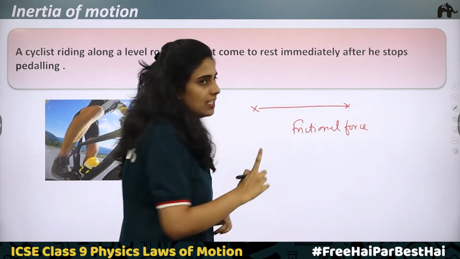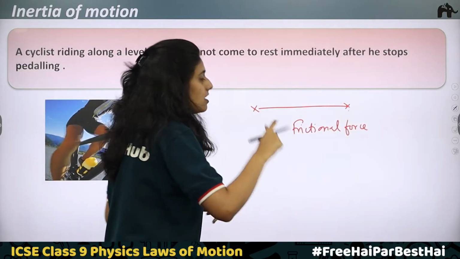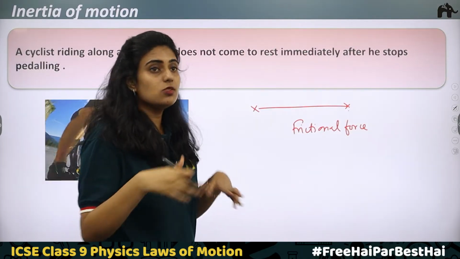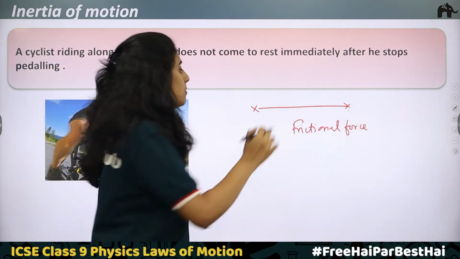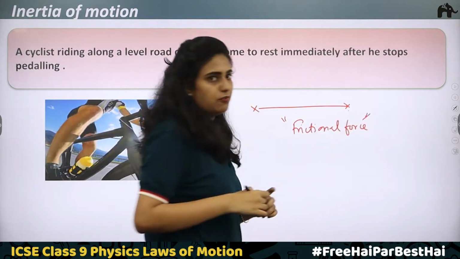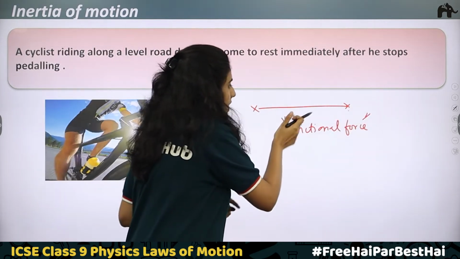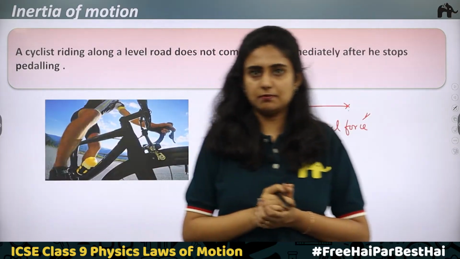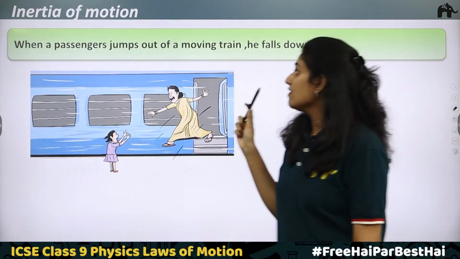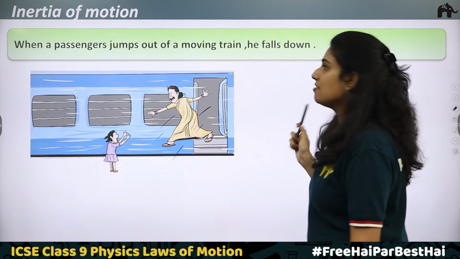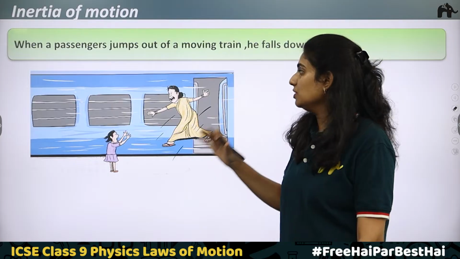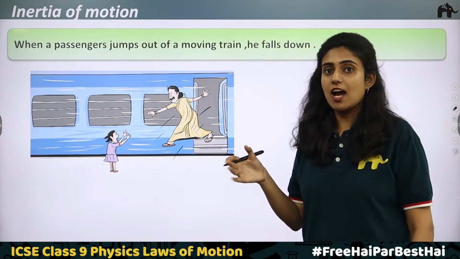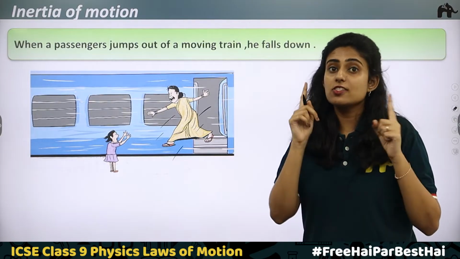Okay, Galileo has said that a body will continue in its state of rest or state of motion unless an external force is applied. If there is no external force, it will continue in its state. But here you can see there is frictional force. Due to the frictional force between the tire and the road, the body will come to rest after some time. Okay, second example: when a passenger jumps out of a moving train, he falls down. We have said that a person who is sitting inside the compartment of a train or inside a bus, when suddenly the driver starts the bus, will fall backward because of inertia of rest.